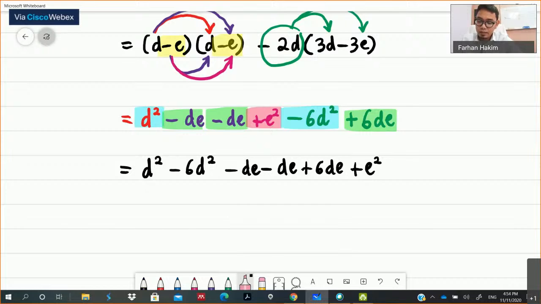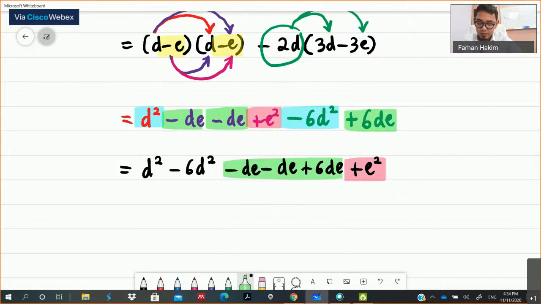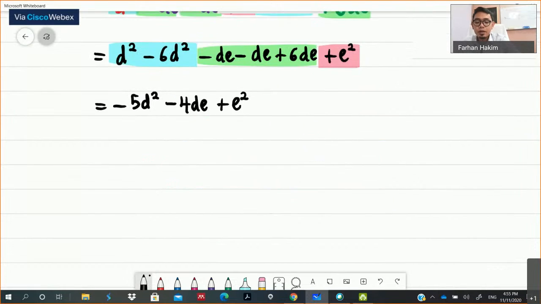So I'm gonna highlight this, and then I'm gonna use green for that one, and then for that one is blue. Something like this. Saya dah susun semula. Biru dengan biru, hijau dengan hijau, biar pink tu seorang-seorang. Right now, so we can simplify this lah. D square minus 6D square. So 1D square minus 6D square. 1 minus 6, of course, we get negative 5. So negative 5D square. That one, negative 1 minus 1, negative 2, negative 2 plus 6, we get negative 4DE. And finally, we have E square at the back there. Okay, boleh je susun E square dekat depan, tak ada masalah juga. Sama.